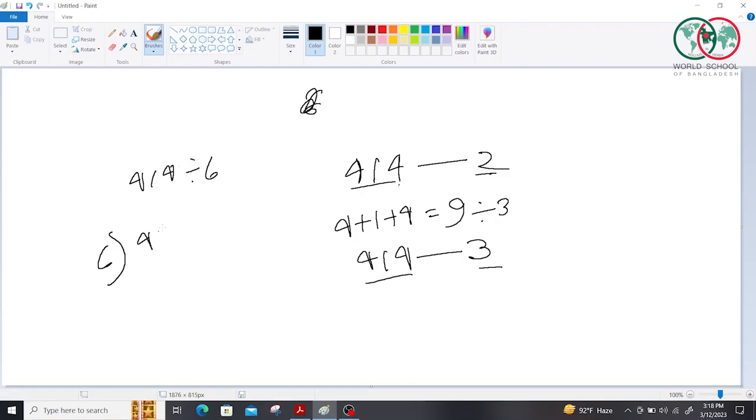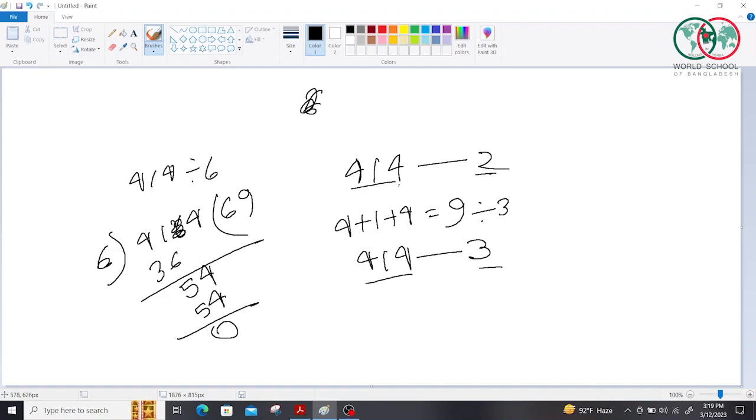Let's see, is it true or not? 6 sixes are 36 and 6 sevens are 42. 11 minus 6, 5. Then we get 54, 96. We know 9 6s are 54. So see, our 414 is divisible by 6.